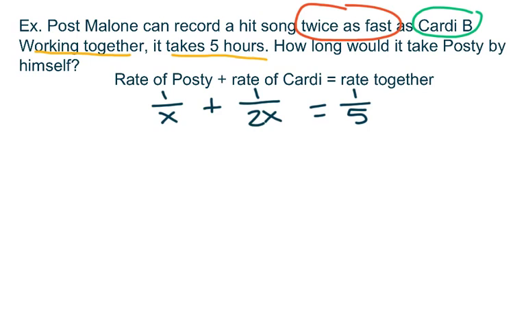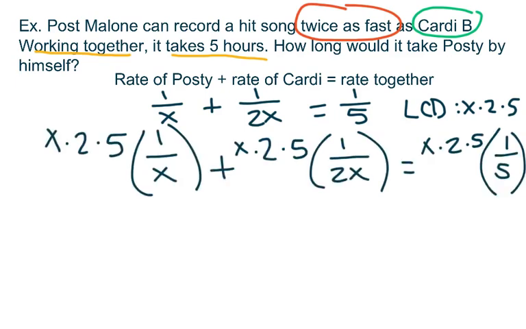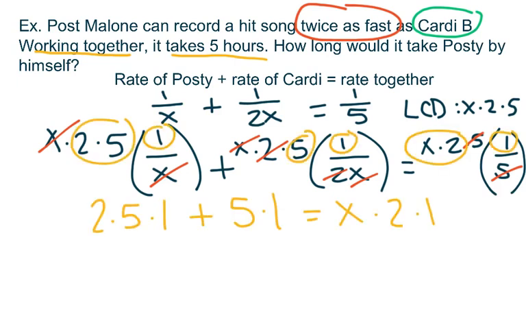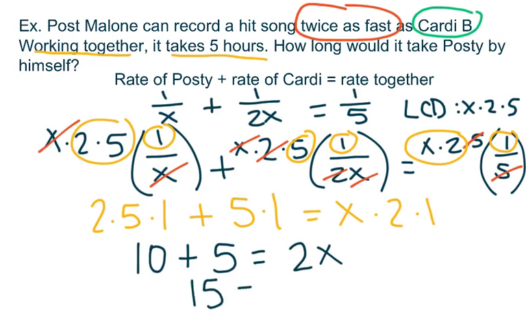Okay, and now I'm going to do the same thing. I'm going to do my LCD, and I'm going to put my LCD on the tops of all 3 of those fractions. I'm going to mark out what they have in common. I'm going to highlight what they have left, and I'm going to clean this up a little bit. So 10 plus 5 equals 2x. So 10 plus 5 is 15. And then I would get rid of the 2 by dividing, so x equals 7.5.